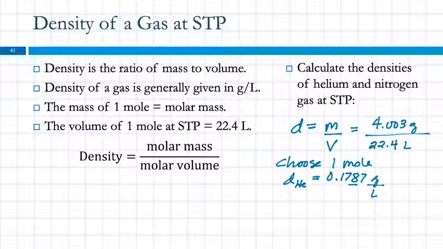The molar volume is always 22.4 liters at STP. If it's a different temperature, different pressure, it's going to be different. But at STP, for 1 mole, that's why it's the molar volume, the volume of 1 mole. So how about the density of nitrogen at STP?